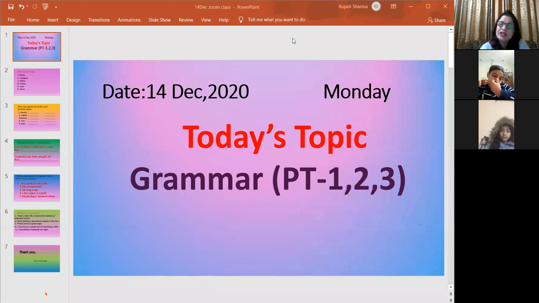Beta, aapko bata hai ki grammar part pura aapke exams mein aayega PT3 mein, PT1, PT2 ka aur PT3 ka. Tino terms ka grammar portion, it will be there in PT3 exams. Phir ye sara final tak jayega. Aapko isliye grammar pura saal, pura syllabus aata rahega. End tak, sara syllabus aayega. So PT3 mein PT1, PT2 aur PT3, teen terms ka syllabus hai.